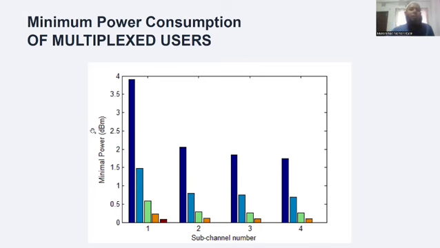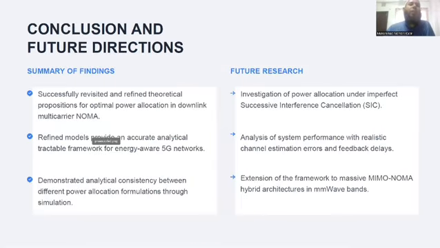So here, the finding is that we refine the theoretical proposition for optimal power allocation in downlink multi-user NOMA. And this model can be used for accurate analysis of NOMA in 5G networks. And we have also demonstrated that the results from the two propositions comply with each other.